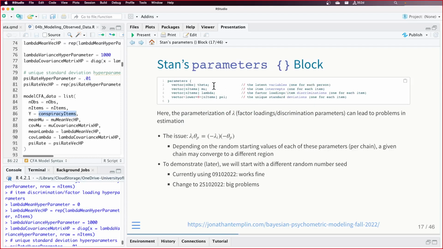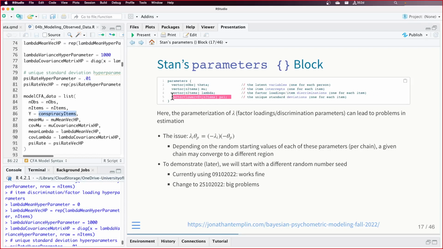Here's our parameters. We have a theta for every person. We have an item intercept for every item. We have a lambda, or item factor loading, or discrimination, for every item. And we have a unique standard deviation for each item. So that's how I'm parameterizing the model.